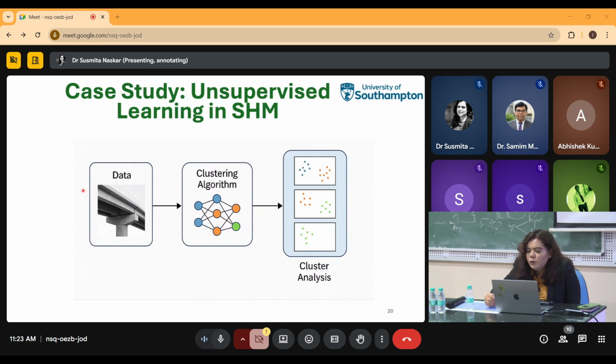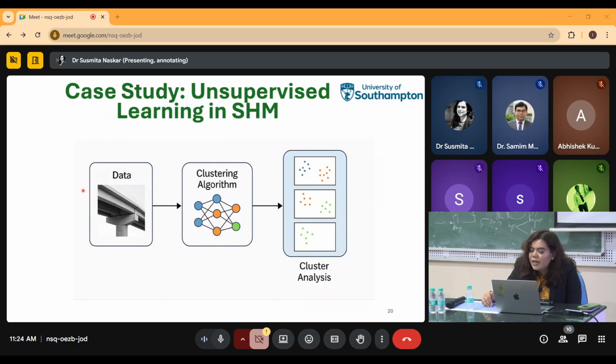So in the middle, we use a clustering algorithm. You can use k-means, you can use DBSCAN, depending on whatever is appropriate for your case. That will help you group the data based on the similarities in their features without any prior labels, right? Once the clustering algorithm has been run, the next step is analyzing the clusters. We analyze the resulting clusters, each cluster corresponding to a pattern or condition within the data, for example normal operation versus an early stage defect or a different kind of loading condition.